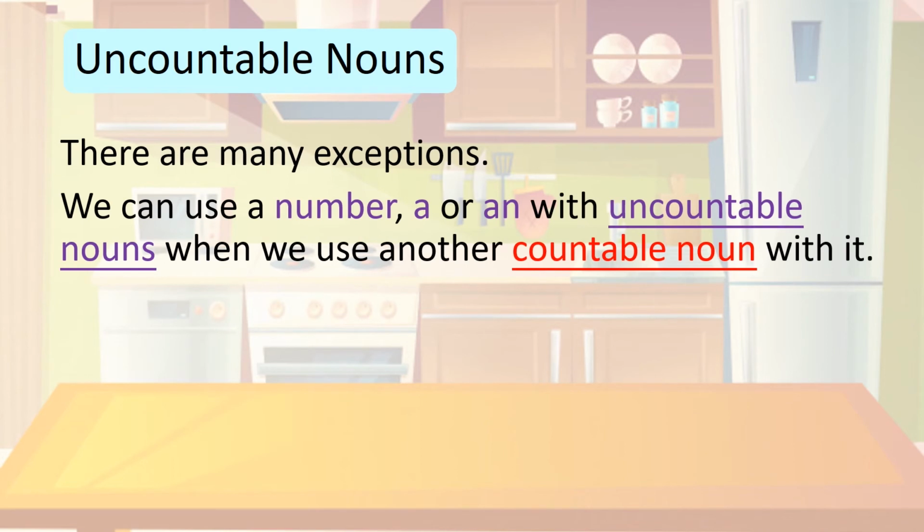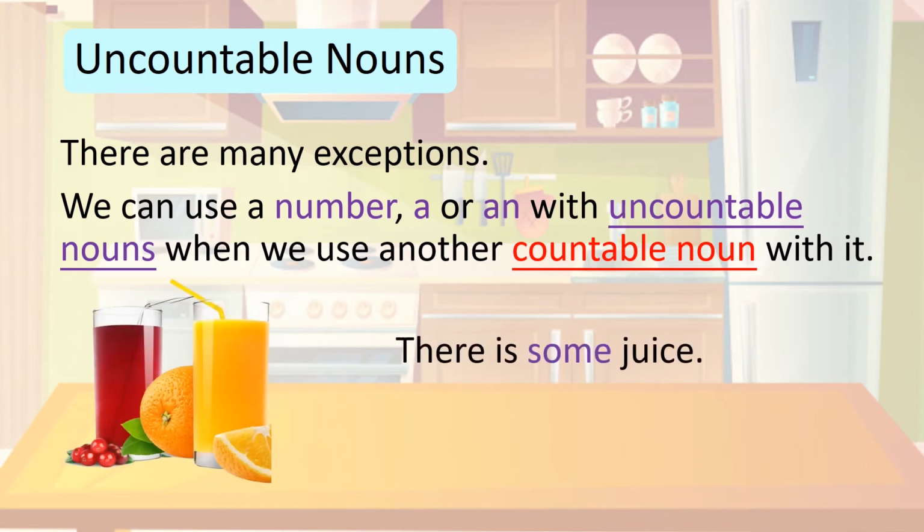We can use a number, a, or an with uncountable nouns when we use another countable noun with it. This may sound confusing, but it will make sense when we go through a few examples. In this example, we are using the noun juice. We know that juice is an uncountable noun because we can't count it. So we can say there is some juice.